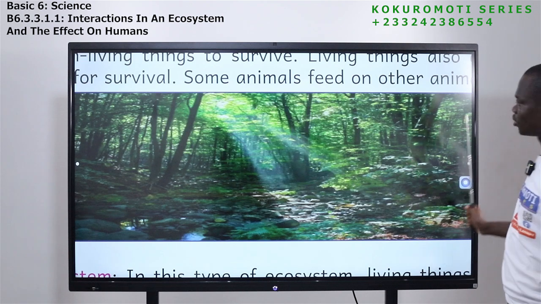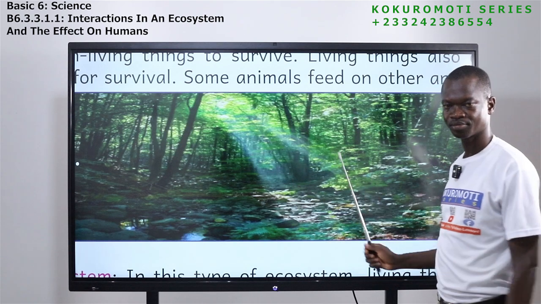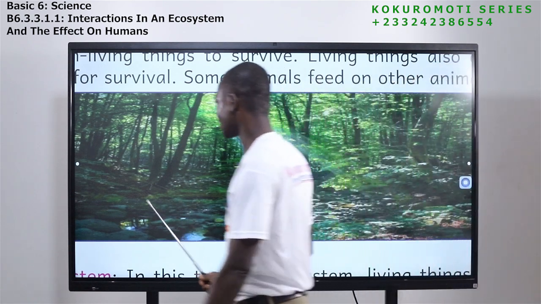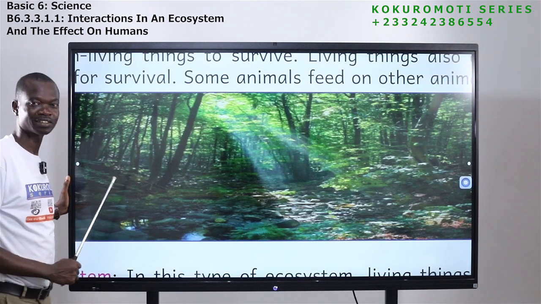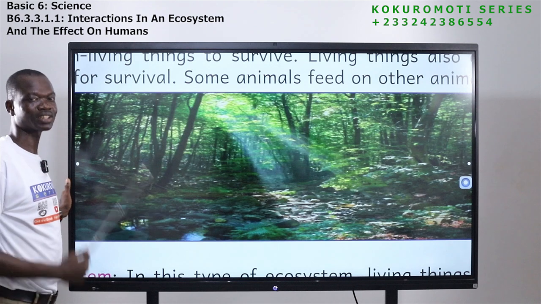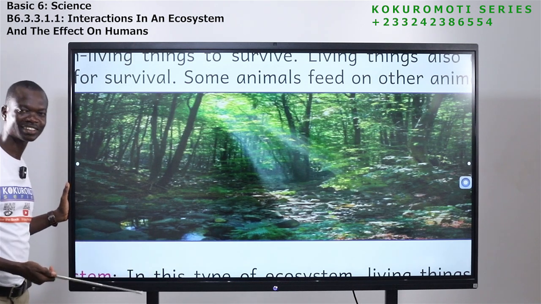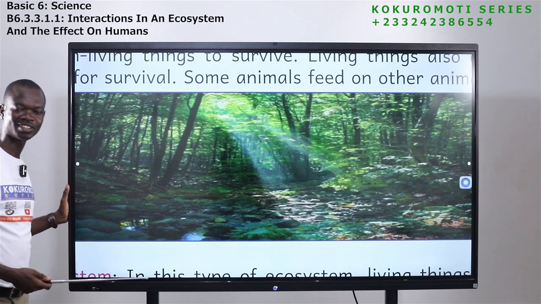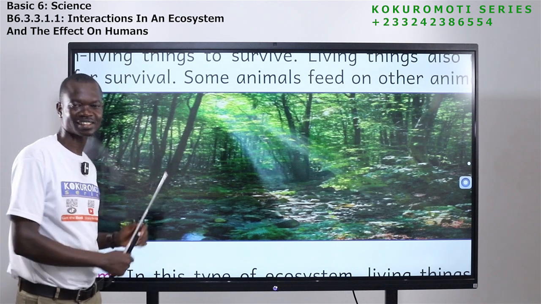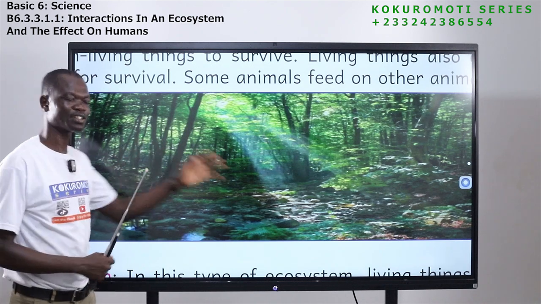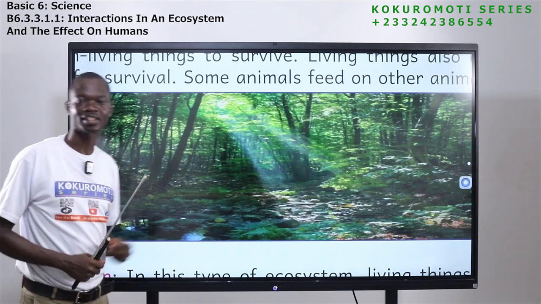So in the forest, we can find trees, we can find other living things, animals. The animals feed on plants. After that, they drink water. After that, they breathe in, they breathe out. They need the sun too. Have you seen it? So, in the forest, we have living things and non-living things. The living things depend on non-living things, and at the same time, living things depend on other living things.